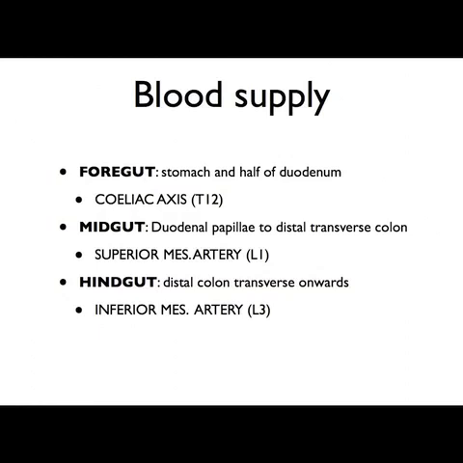And then you've got the hindgut, which is the distal transverse colon onwards towards the rectum, which is supplied by the inferior mesenteric artery. Yeah, okay. And there's a particular important point here about the splenic flexure, isn't there? That this area around the splenic flexure, the watershed area? Watershed zone, yeah. It's got a very poor blood supply.